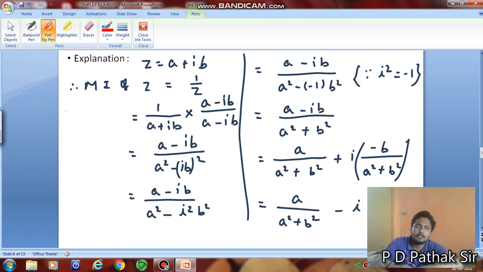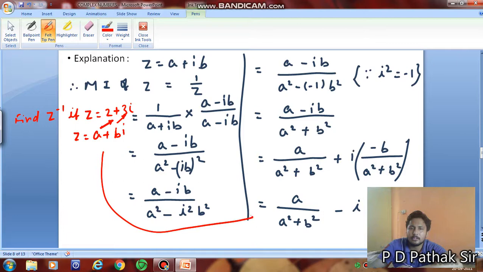Now write the question: find z inverse if z equals 2 plus 3 iota. You can solve this question by two methods. First, compare 2 plus 3 iota with a plus iota b, or a plus b iota. Then the value of a is 2, the value of b is 3, and put the values of a and b here. So you will get its multiplicative inverse.